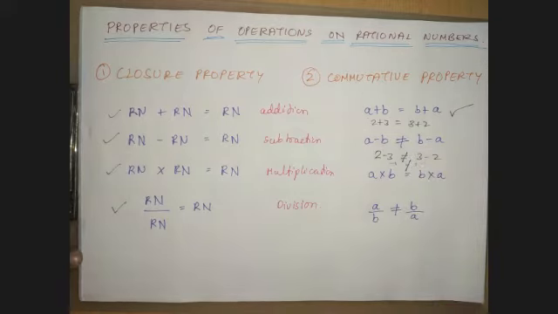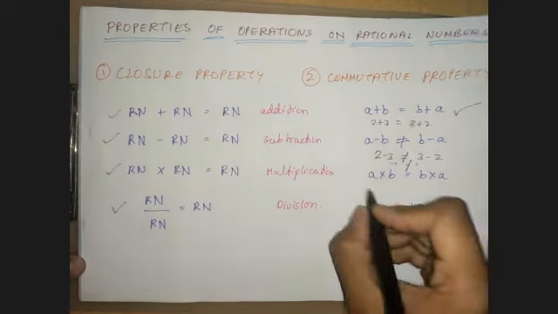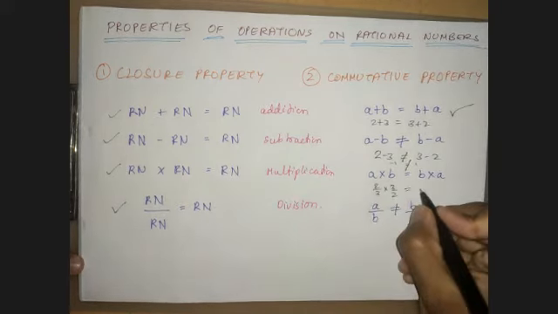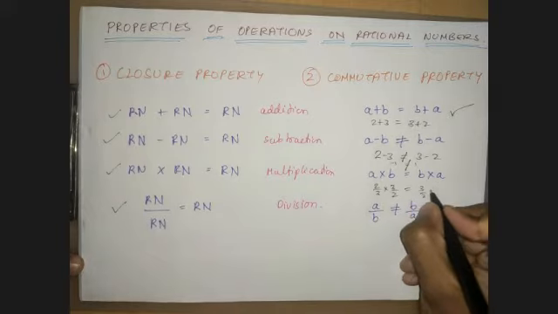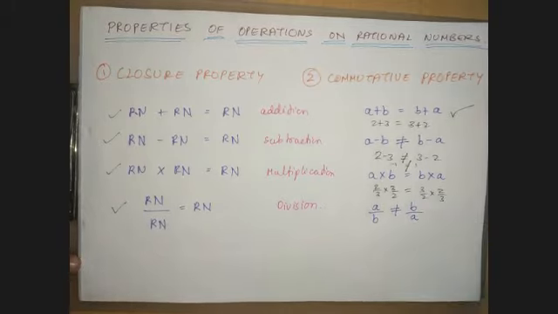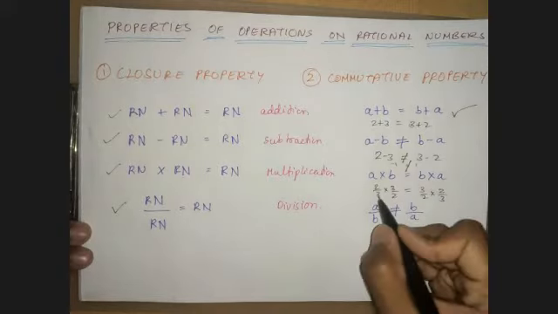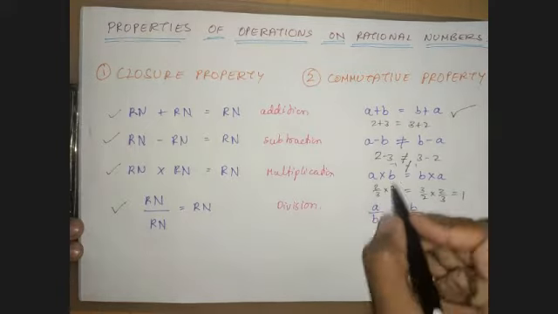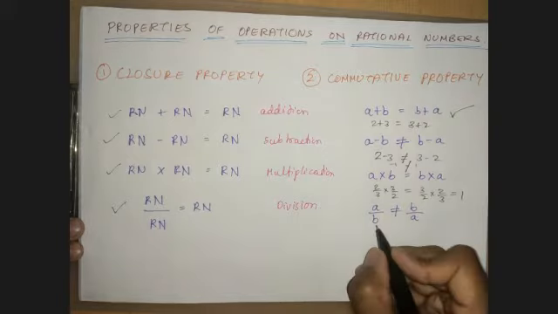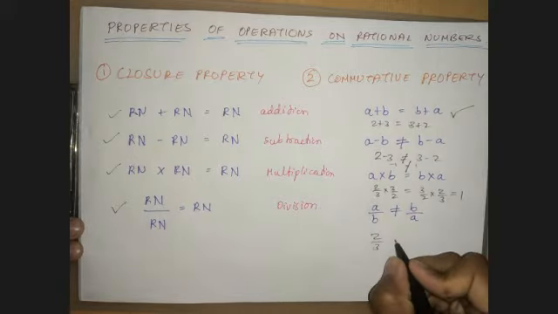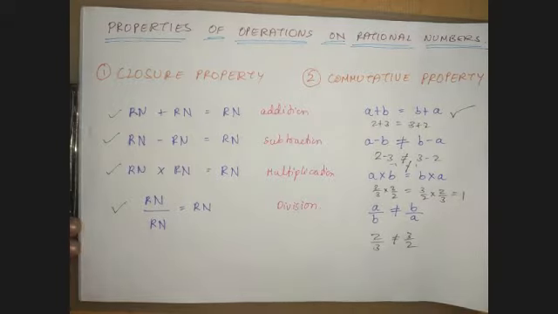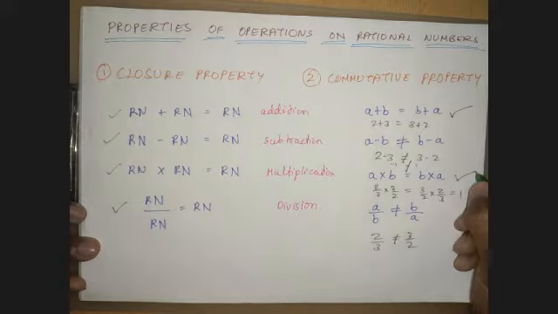Subtraction is not commutative. If we do the multiplication, let us take 2 by 3 into 3 by 2. Is it equal to 3 by 2 into 2 by 3? Yes, both get cancelled and we get 1. Therefore multiplication is commutative. If we look at division, is 2 by 3 equal to 3 by 2? No, it is not. So therefore division is not commutative. So addition and multiplication are commutative.